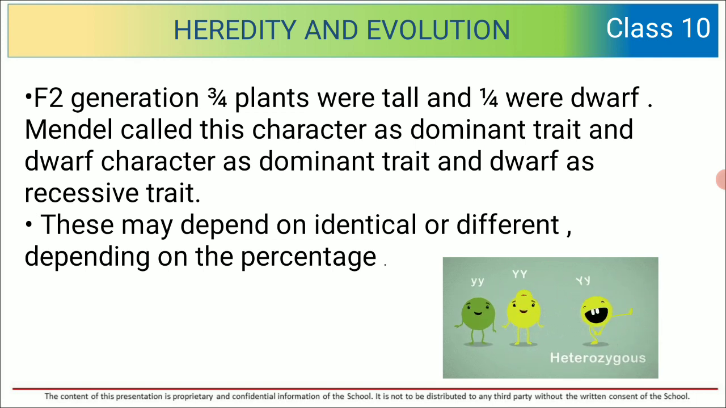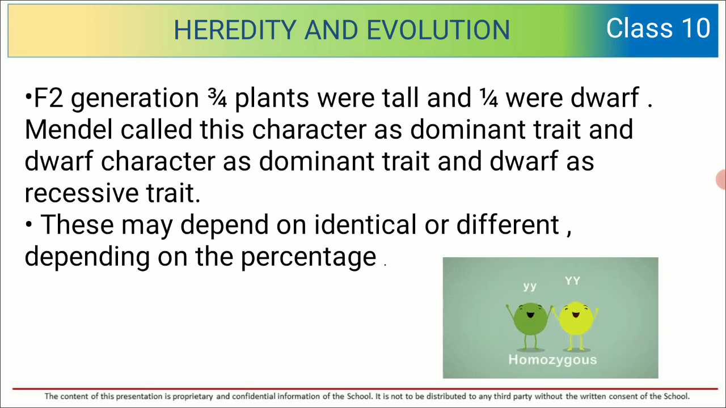Mendel called this character the dominant trait and the dwarf character the recessive trait. These may be identical or different depending on the alleles. So over here you can see that if it is small y, it is homozygous. If it is capital Y, it is homozygous.